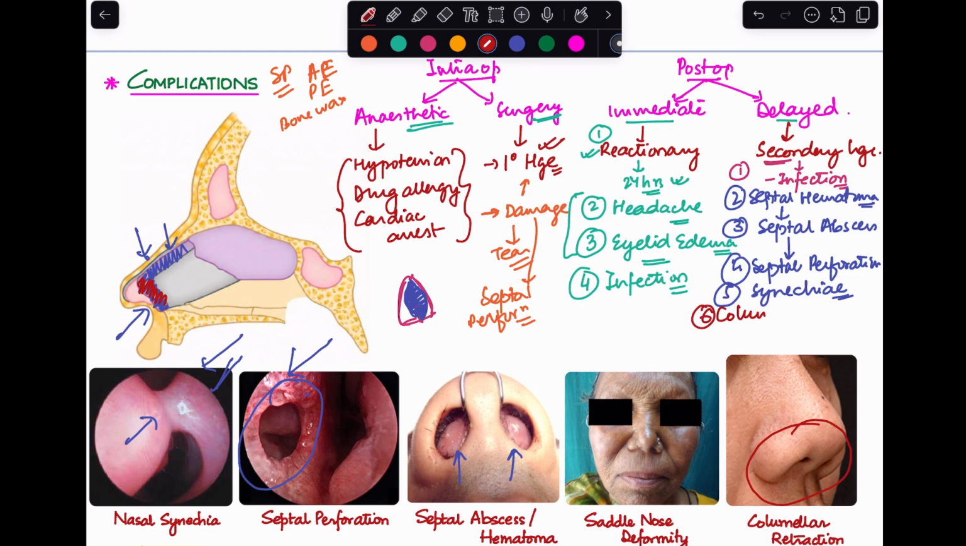So this is our next complication, a columellar retraction. This is very common after a transfixion incision where too much caudal cartilage has been removed. So the columella will appear as if it's been pulled upwards and the nostril looks very exposed. This will need a reconstructive rhinoplasty to correct it.